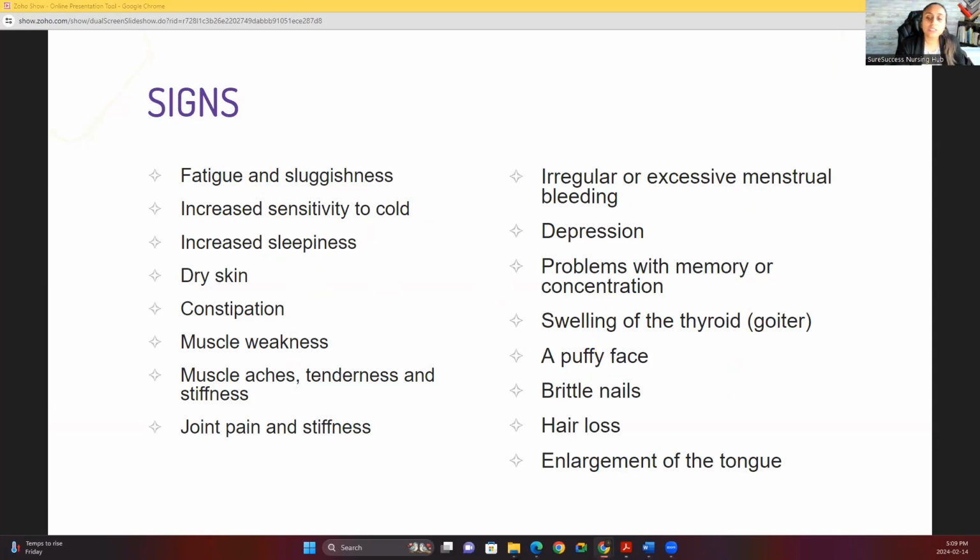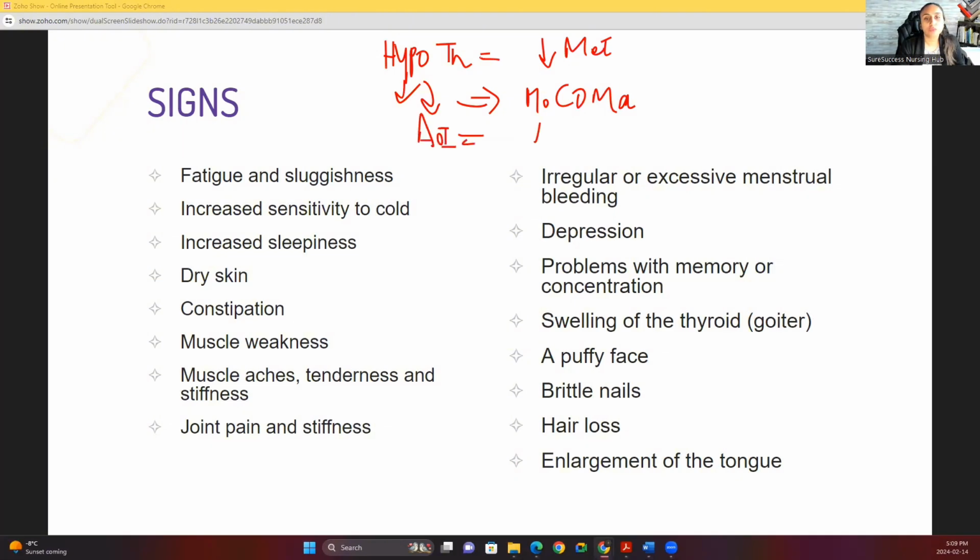So for example, again, let's repeat. What is hypothyroidism? It means low T3. Your metabolism is low. Everything is low. If your hypothyroidism is super low, we call it myxedema coma. And if the thyroid problem is happening because of an autoimmune disorder, it is Hashimoto disease. Got it?